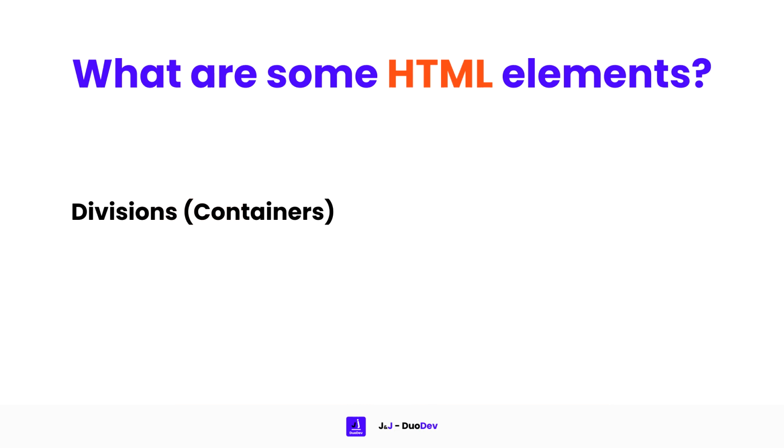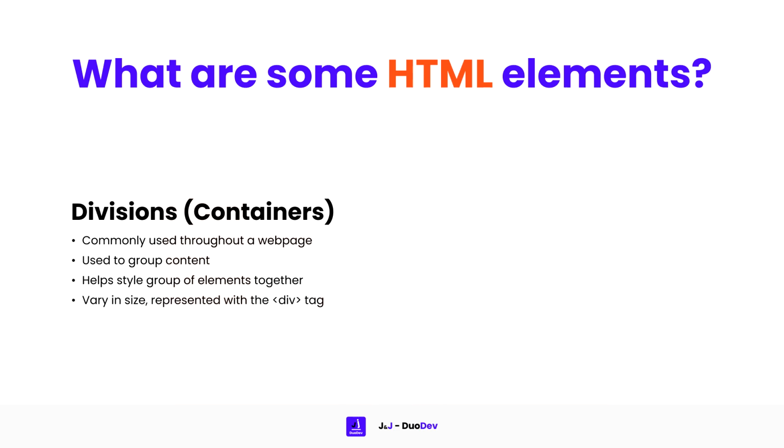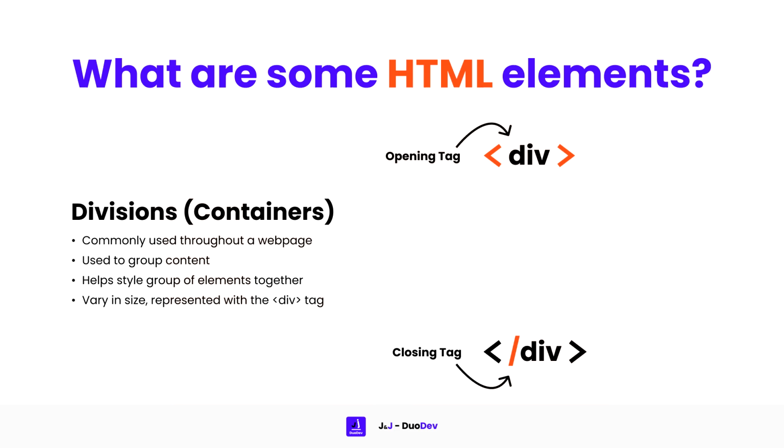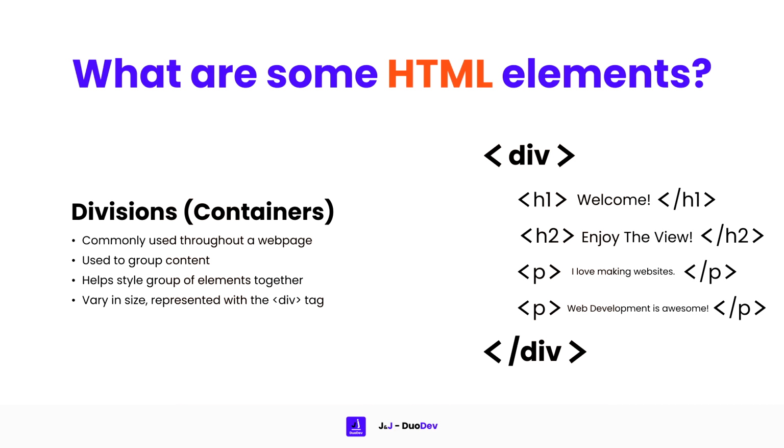Next up, we have a bit more interesting element coming up. The divisions or the containers are once again very common, and they're used to group content together, but they also vary in size and are represented with the div tag. As you can see on the right, we have an example of how we would actually implement this div tag. Once again, we have an opening tag and a closing tag. And in between these two tags, everything that we put inside will be nested.